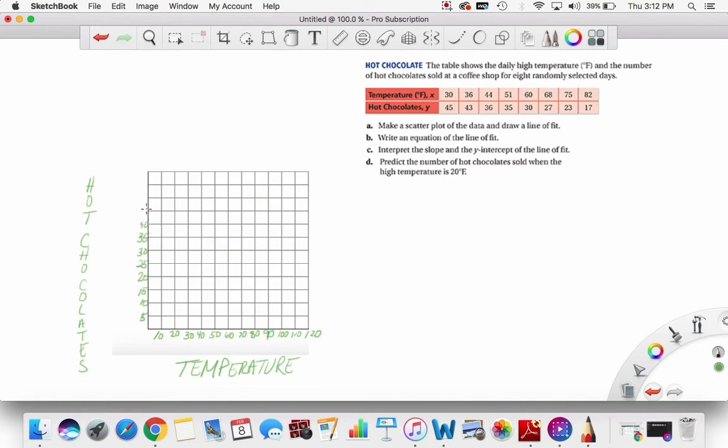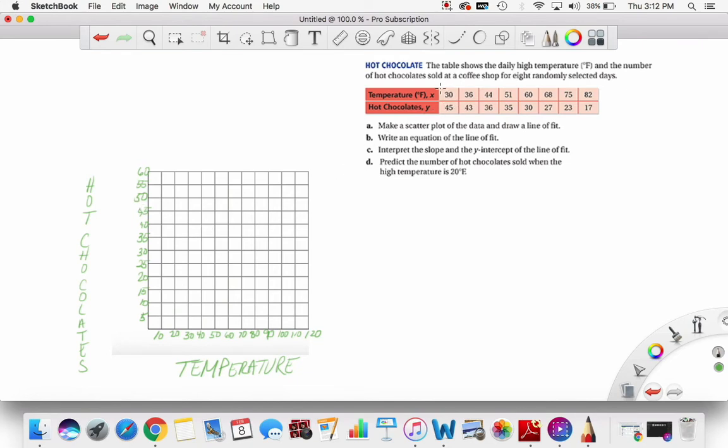What I mean by that is it is okay for me to use a scale of 5 on the y-axis compared to a scale of 10 on the x-axis. But if I start on the x-axis with a scale of 10, I have to finish it out with 10. Same thing over here. If I start with 5, I have to go all the way up with 5. Okay, so now I'm going to plot the ordered pairs.